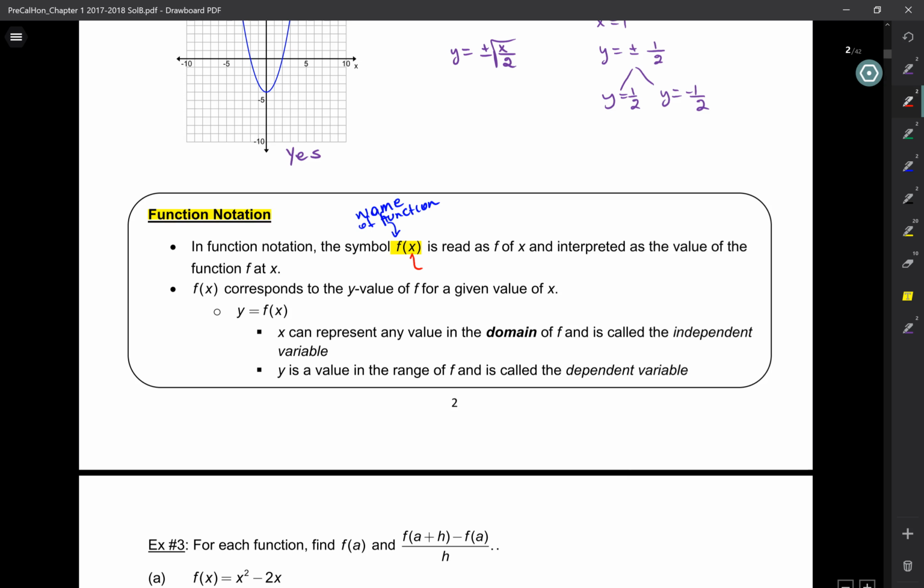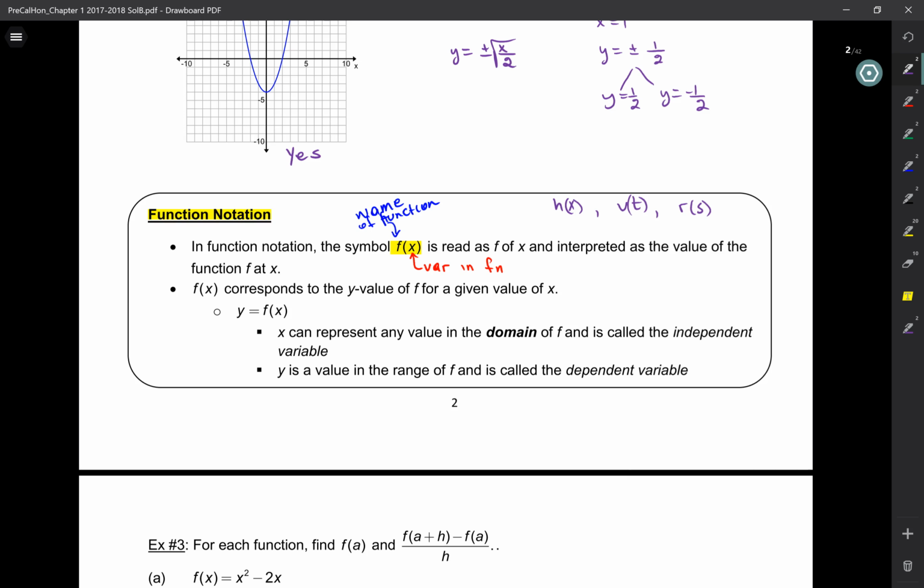X is the variable in the function. It doesn't have to be f of x. It can also be h of x. It could be v of t. It could be r of s. It could be a whole bunch of things. Each of those, for example, v of t.